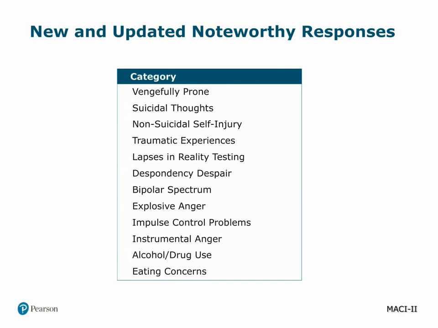The MACI-II has 12 noteworthy response categories, including vengefully prone and bipolar spectrum. The critical items include those that inquire about vengefulness, suicidal thoughts, non-suicidal self-injury, traumatic experiences, lapses in reality testing, despondency, despair, bipolar symptoms, explosive anger, impulse control problems, instrumental anger, substance abuse, and eating concerns.